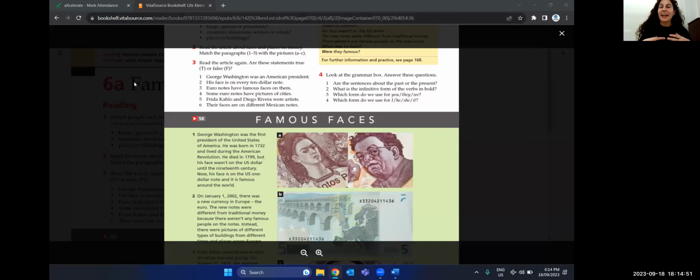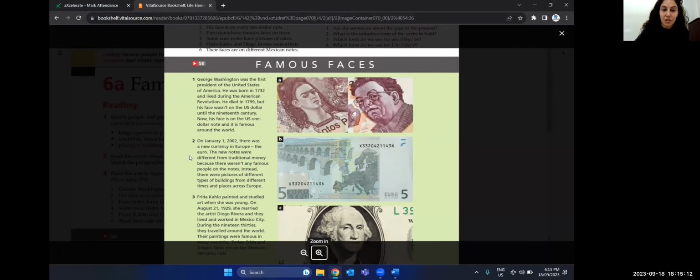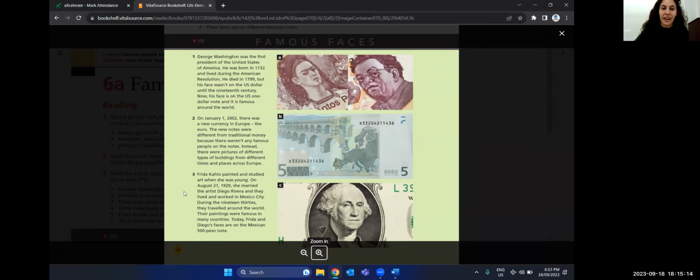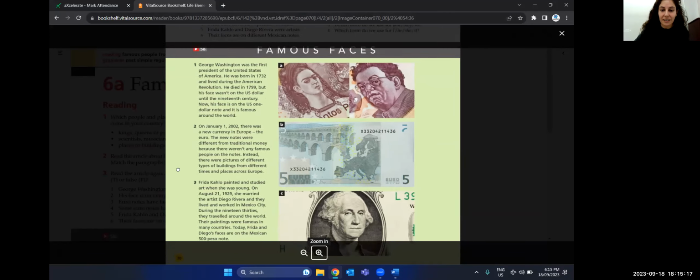Okay, so we're looking at answering true or false to the questions about the article that we just read. I hope you had time to read the article again and understand it. It was Famous Faces. It was about the currency, the notes. Paragraph 1 was about one of the notes in the United States of America. Number 2 was on Europe, and number 3, Frida Kahlo.